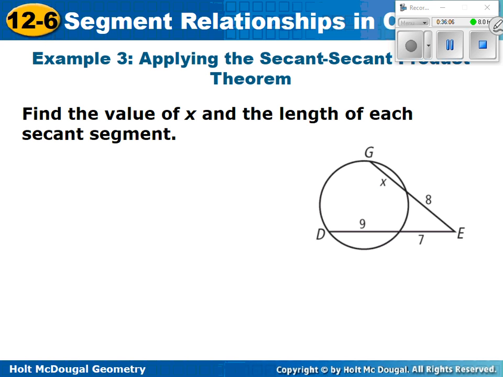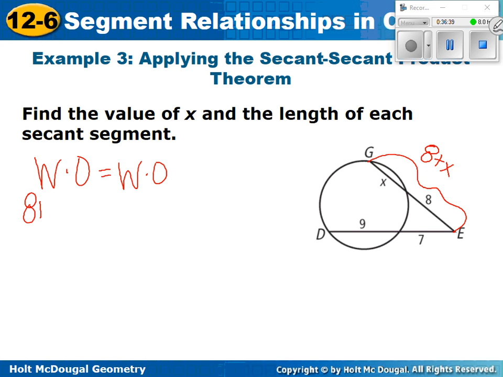So first of all, where do they intersect? Inside or outside? Outside. What's the rule? Whole times outer equals whole times outer. So be careful. What's the whole thing here from E to G? 8 plus x. Again, the biggest mistake I see is students writing 8x. It's not 8 times x, it's 8 plus x.